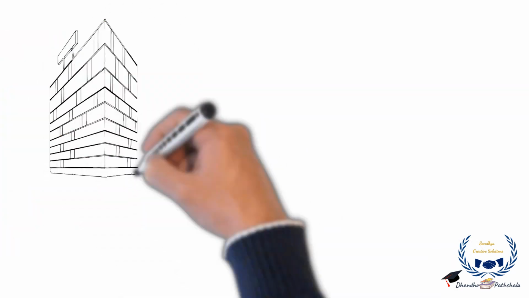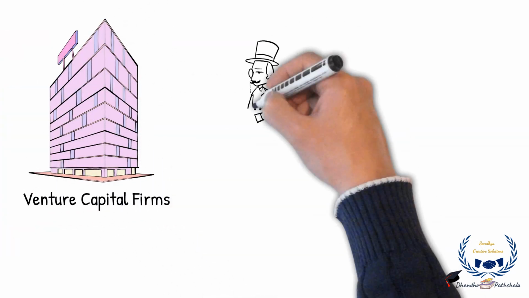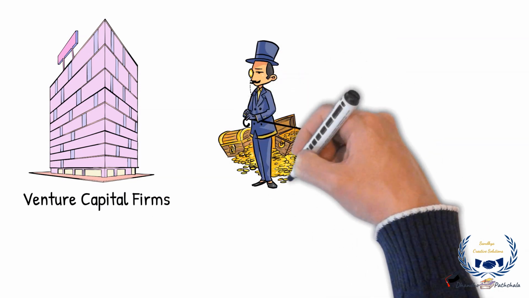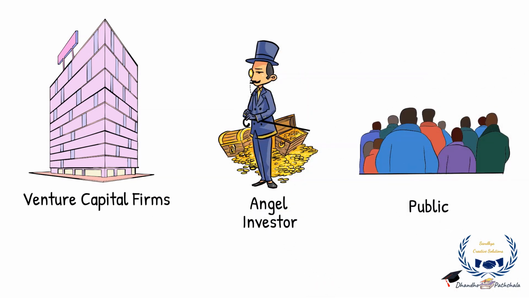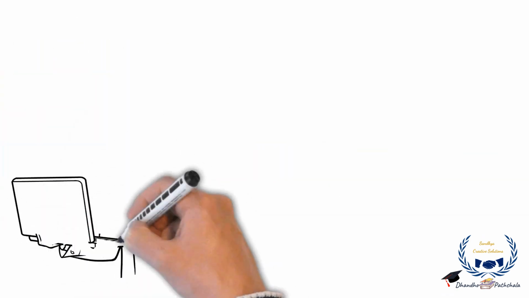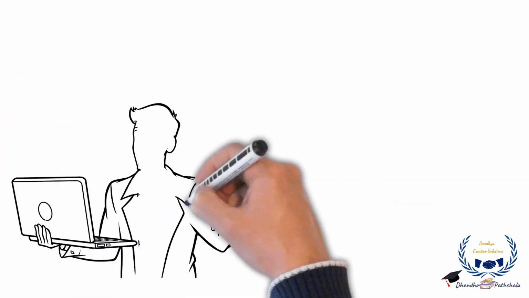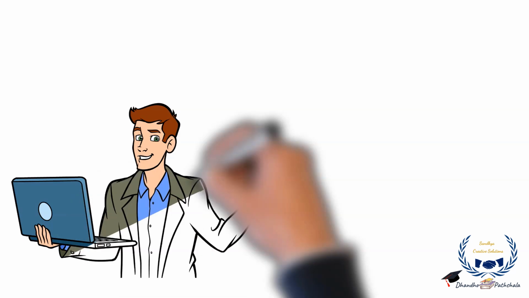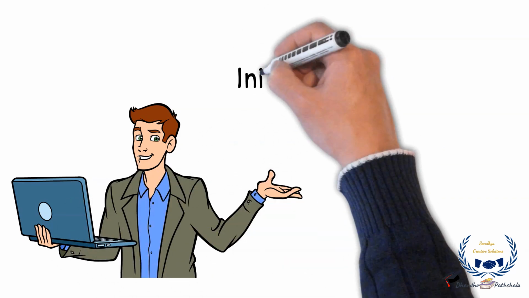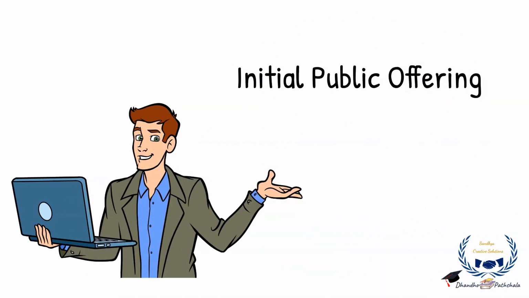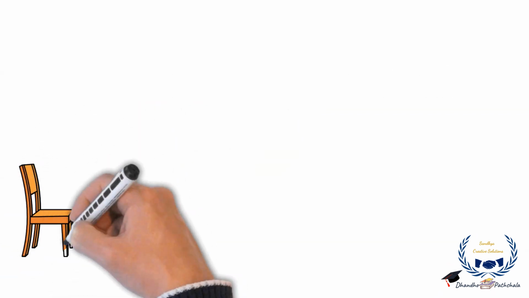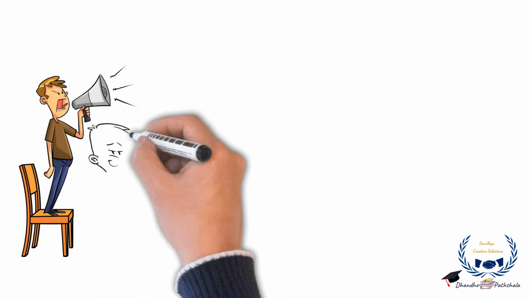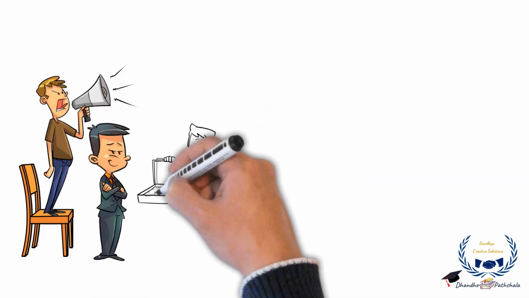A business can raise funds from venture capital firms, or from angel investors, or they can also raise funds from public. If a company decides to raise funds from public, it has to go through certain procedures, which is known as initial public offering, also known by its acronym, IPO. In IPO, a company sells some portion of their ownership to the general public and raise funds.